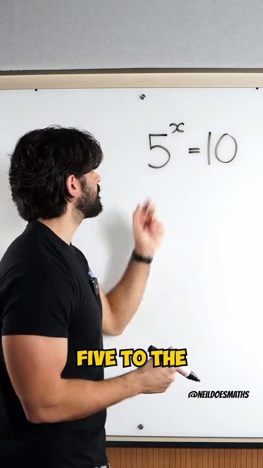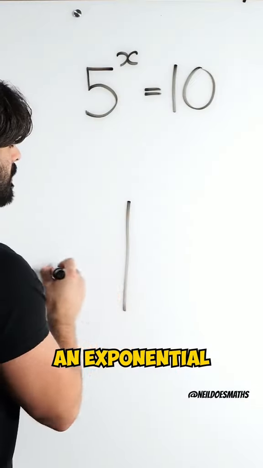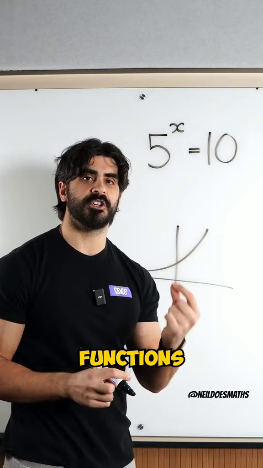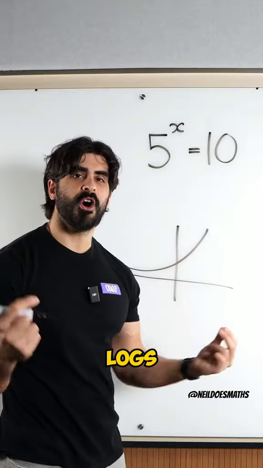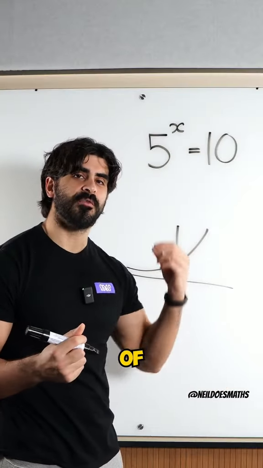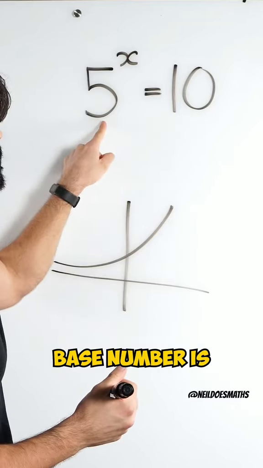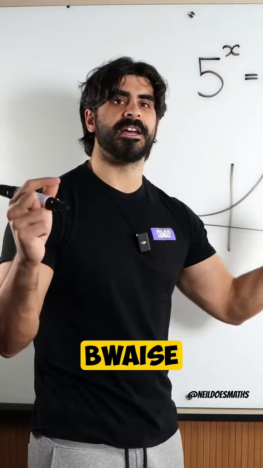Now, 5 to the power of x is an exponential. An exponential looks like this. And there are inverse functions to exponentials. They're known as logs. Logs are inverse of exponential functions depending on what the base number is. Remember, 5 to the power of x, this number is known as the base.